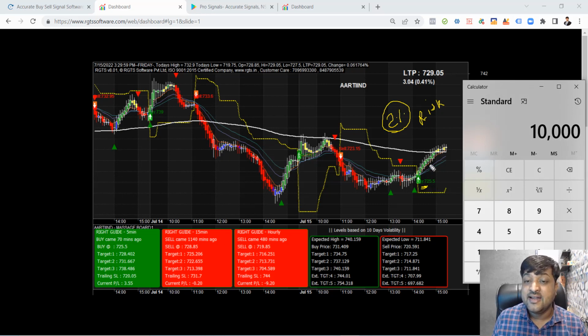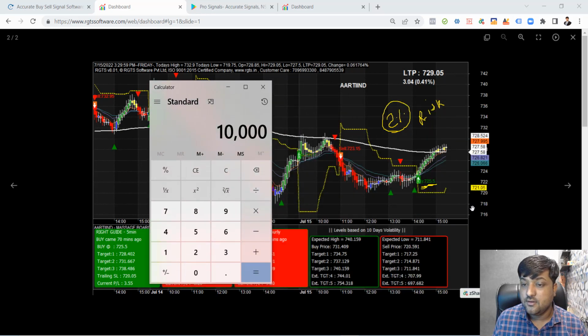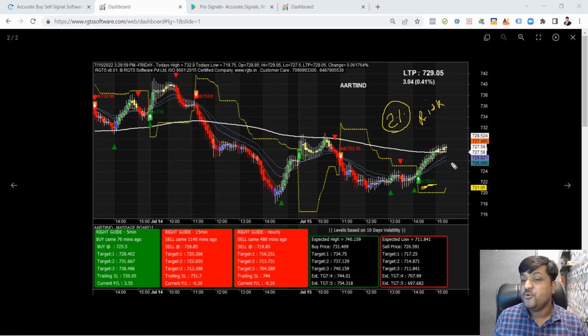Right now there is the RT Industry chart displayed. The buy price is 725.50, and at that time the stop loss is around 720, meaning there is a 5-point stop loss. So 10,000 divided by 5 means 2000 quantity. You have to take only 2000 quantity here, not more than that. So okay friends, I think this is enough information.